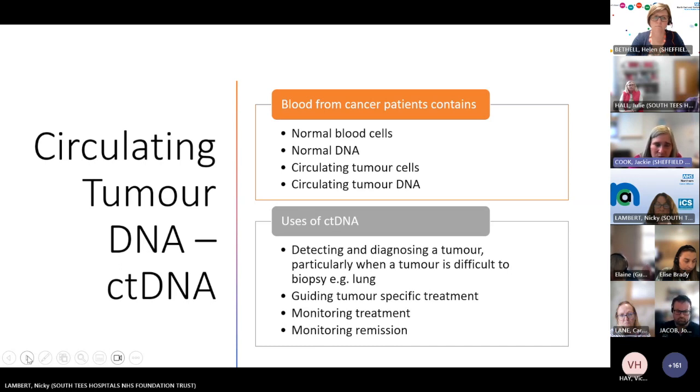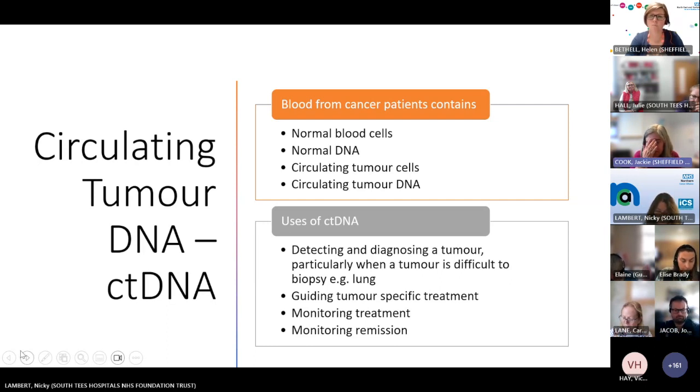So what you can do is something called a liquid biopsy, and you can take a blood sample from a patient with cancer, and you can isolate from that blood sample the DNA that has come from the tumour. And you can look at it and analyse the genetic changes within that DNA. We use it in lung cancer now because sometimes lung cancers are quite difficult to get at because they're deep within the lung and the biopsies are often small. And so it sometimes is easier to look at the circulating tumour DNA rather than the tumour itself.